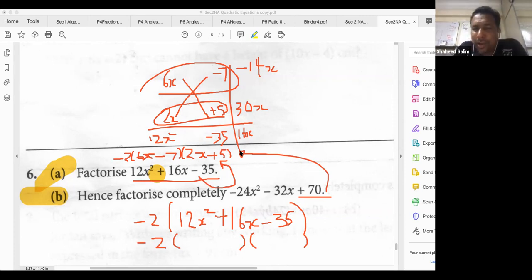You understand that? Shafi and Ryan, you all look tired. But can you see the pattern? Never mind, if you cannot see, you watch the video again. But can you see what I'm talking about now? See this one down here. You put it as 6x minus 7, 2x plus 5 there.